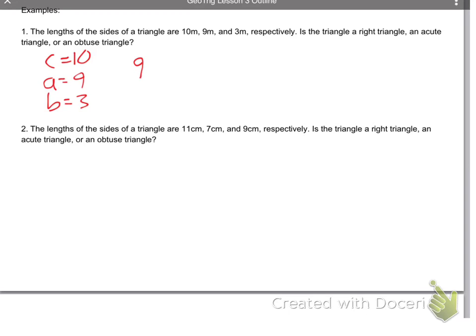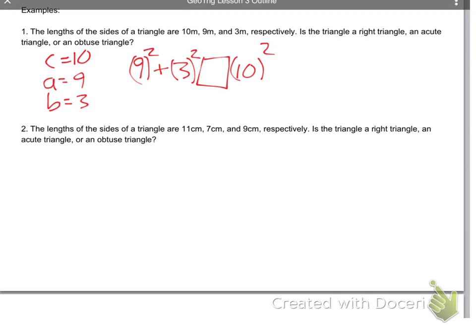I like to start off with 9 squared plus 3 squared. I'm going to use parentheses. And then I go over here and put 10 squared, which is C, right? And then maybe even put a box in the middle, because that is where my inequality goes. So the question is, which one's bigger? And then when we know that, we can tell if it's obtuse, acute, or right. If it's equal, it's right.